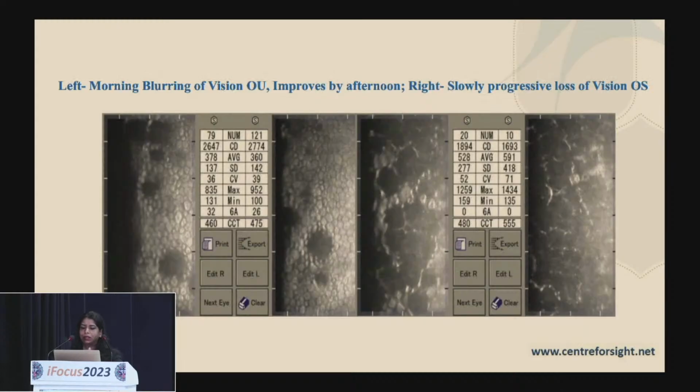Now, one patient has morning blurring of vision in both eyes, which improves by afternoon, and another patient has slowly progressive vision loss in both eyes, which is not improving. So with the specular, what would be the diagnosis? What would be your differential diagnosis, or what diagnosis would you make in these patients? Give me the answer. A wrong answer is not a problem. No answer is a problem.